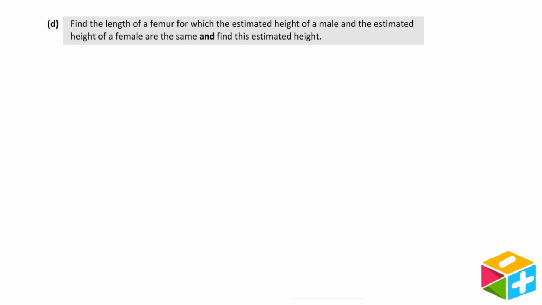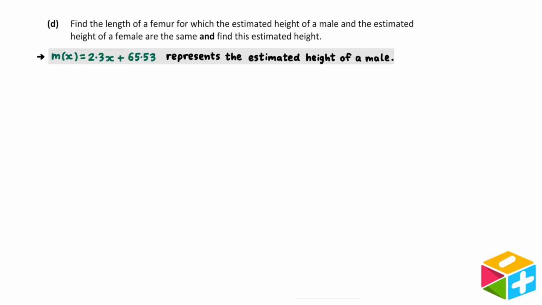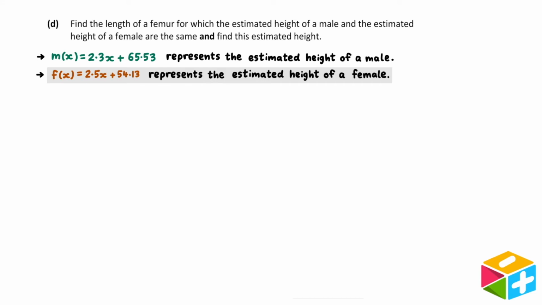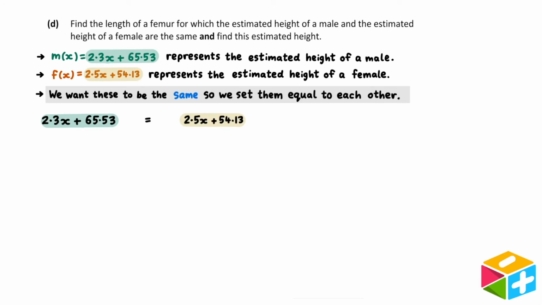Find the length of a femur for which the estimated height of a male and the estimated height of a female are the same, and find this estimated height. Well, m of x is equal to 2.3x plus 65.53 represents the estimated height of a male. f of x is equal to 2.5x plus 54.13 represents the estimated height of a female. We want these to be the same, so we should set these two expressions equal to each other. Our goal here is to solve for x.